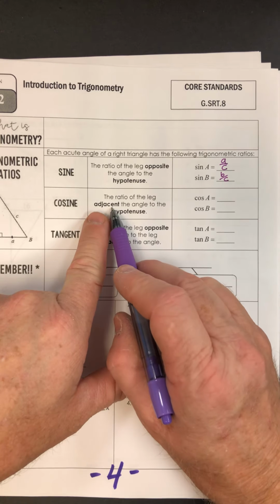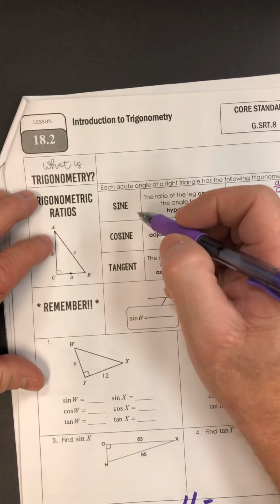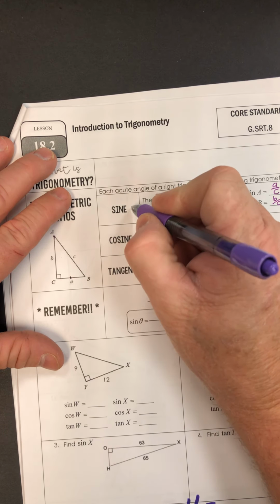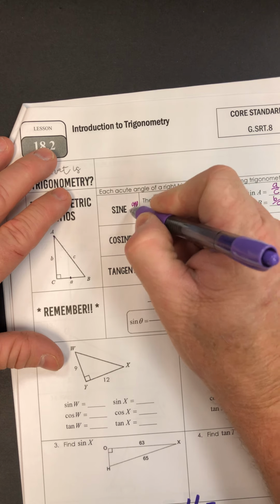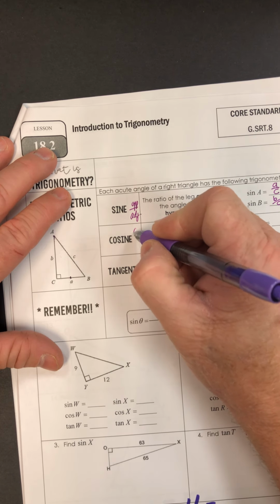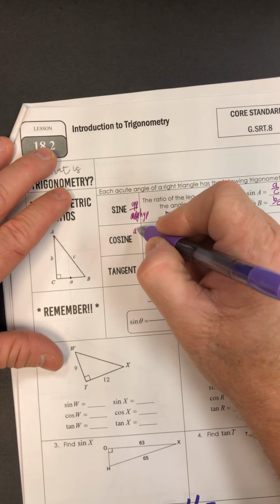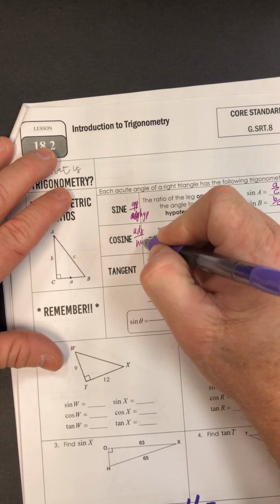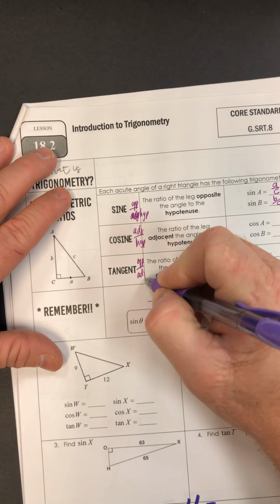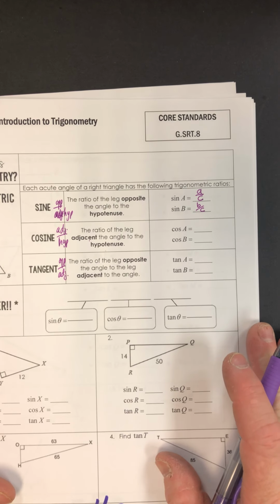Cosine is adjacent over hypotenuse. I'm going to write these in here. Sine is opposite over hypotenuse. Cosine is adjacent over hypotenuse, and tangent is opposite over adjacent. We're going to get to more of that in just a minute.